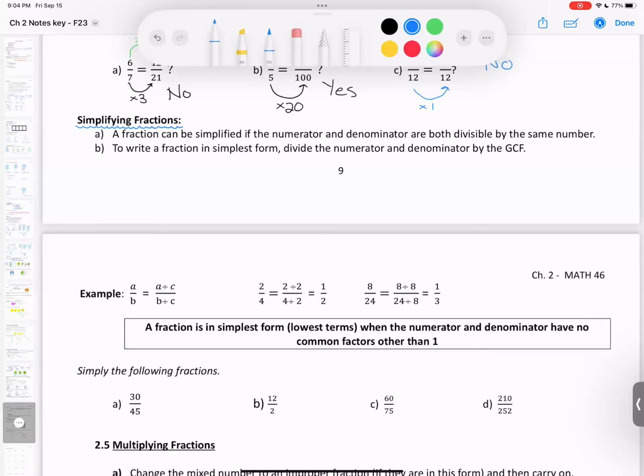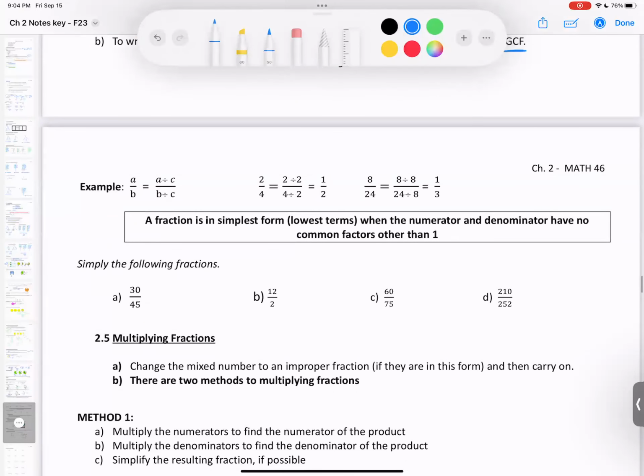So if we want to write a fraction in simplest form, you need to divide the numerator and the denominator both by the same number. If you divide them both by the GCF, the greatest common factor, then you're guaranteed to have that fraction in the simplest form it can be in. So for example, if we had some generic A over B, and some number C, we could divide both by it, and that would be equivalent. We're still going to have an equivalent fraction.